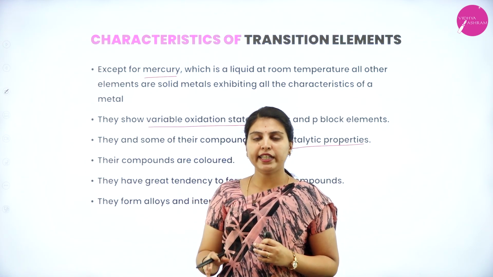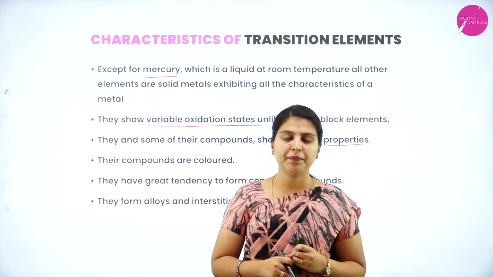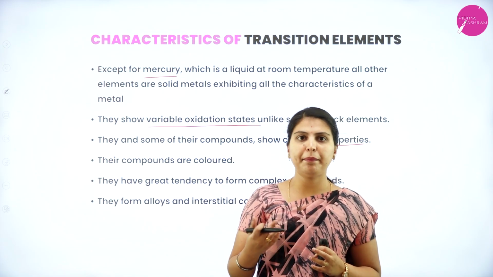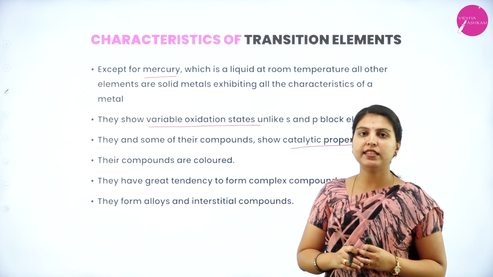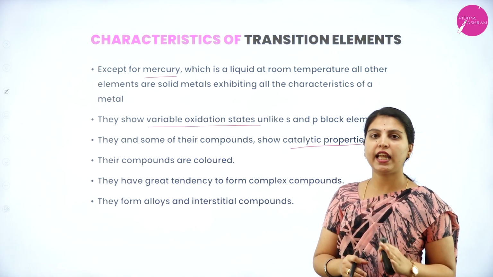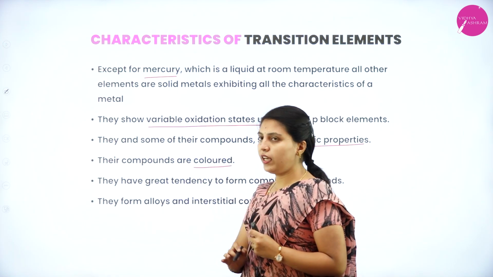So catalytic properties will be shown by some of the transition elements. Those elements are platinum, palladium, vanadium. These are the elements present in the transition elements and they show majorly catalytic properties. Their compounds are colored. Okay, the compounds are colored.